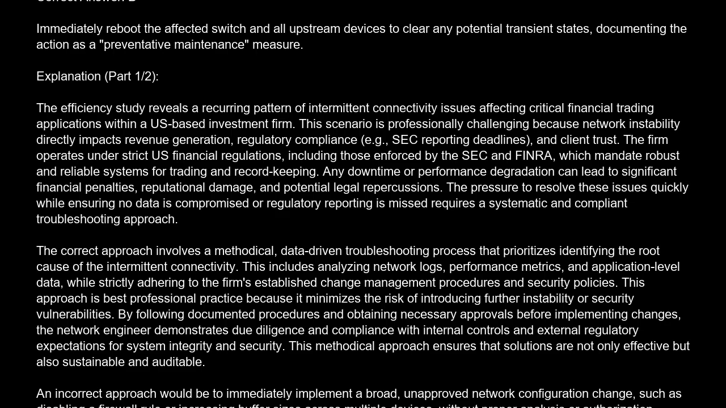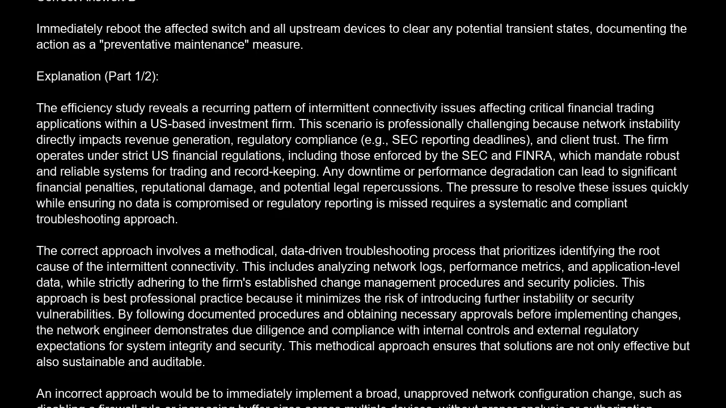within a US-based investment firm. This scenario is professionally challenging because network instability directly impacts revenue generation, regulatory compliance, e.g., SEC reporting deadlines, and client trust. The firm operates under strict U.S. financial regulations, including those enforced by the SEC and FINRA, which mandate robust and reliable systems for trading and record-keeping. Any downtime or performance degradation can lead to significant financial penalties, reputational damage, and potential legal repercussions.